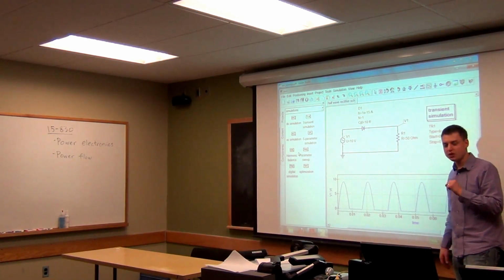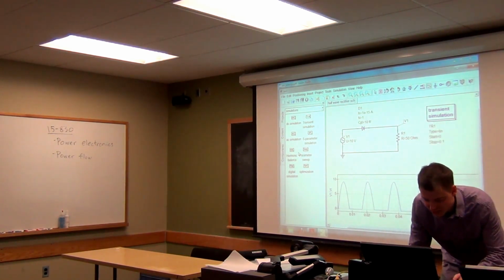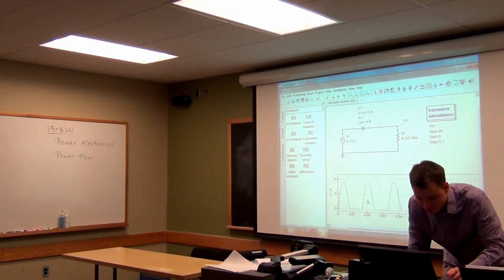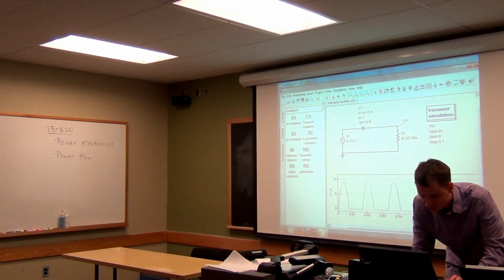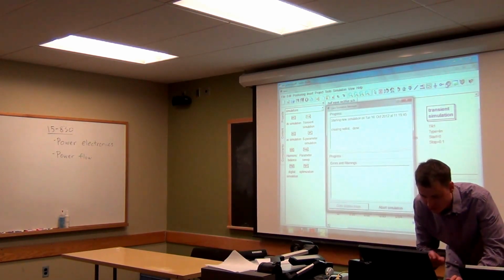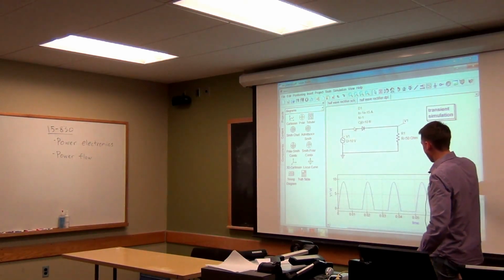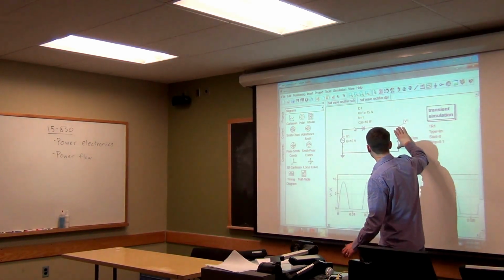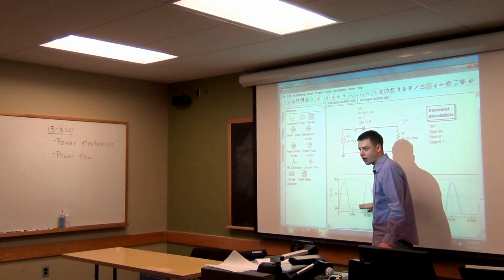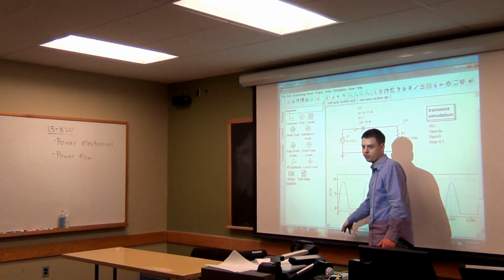Okay, so what does this actually look like? I'm going to just run the simulation here. And what we see here is that the voltage that this guy sees is essentially chopped off here. We see the positive portion of it, but we don't see the negative portion.